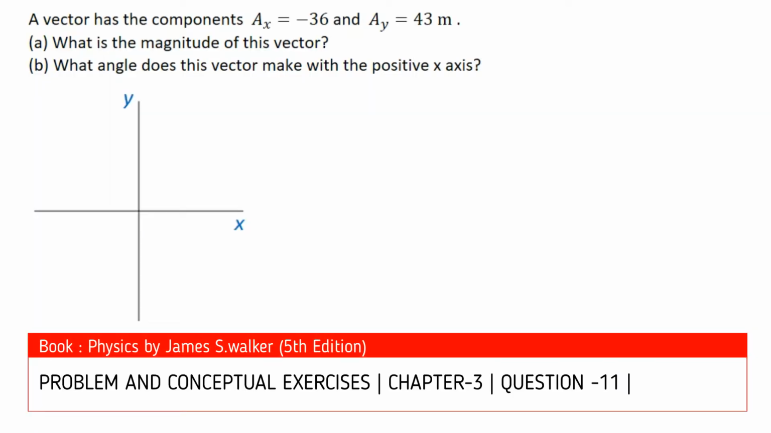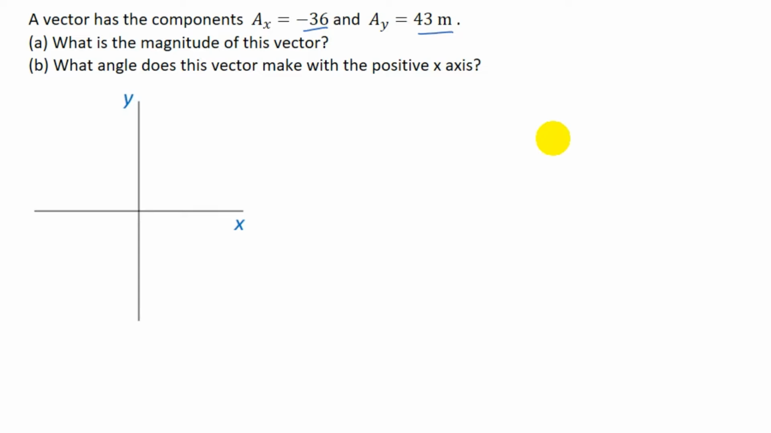Here we are given that a vector has x component minus 36 and y component 43. There are two parts we need to solve. In part A we need to find the magnitude of the vector. In part B we need to find the angle of the vector with the positive x axis. Now the x component is negative and the y component is positive, so the vector should be in the second quadrant.